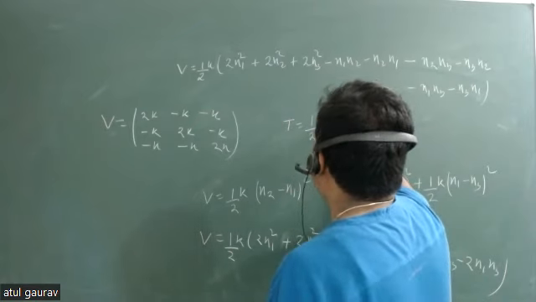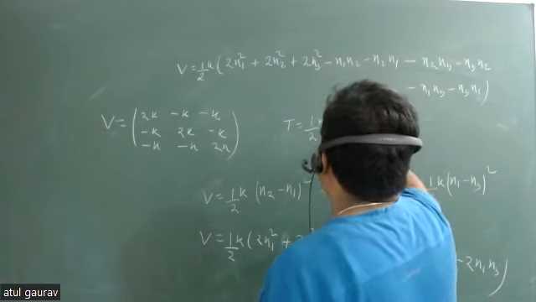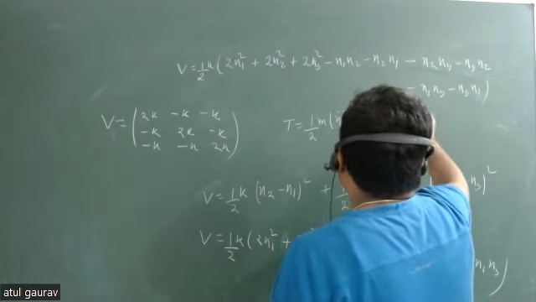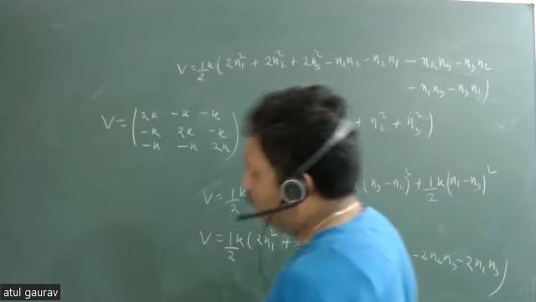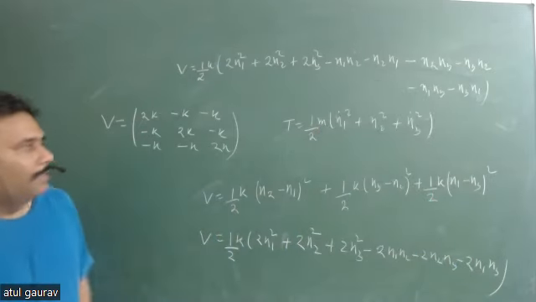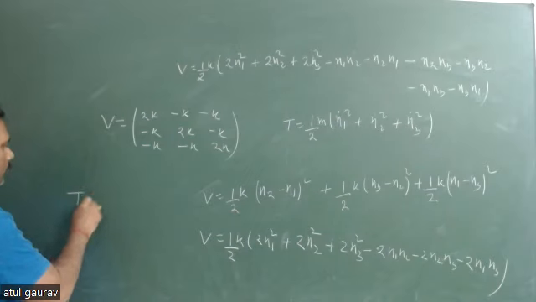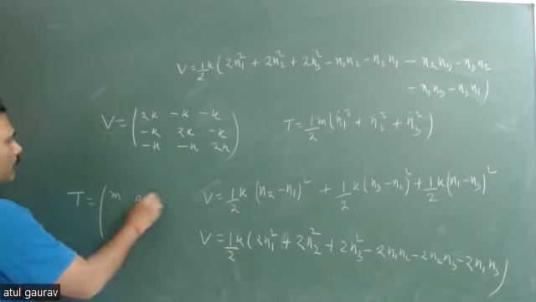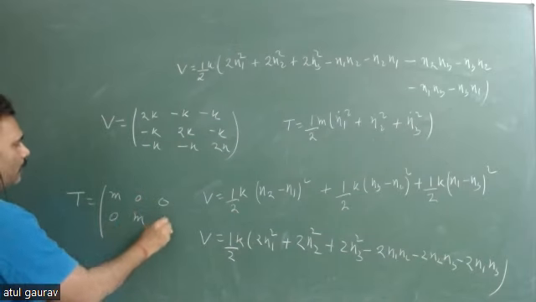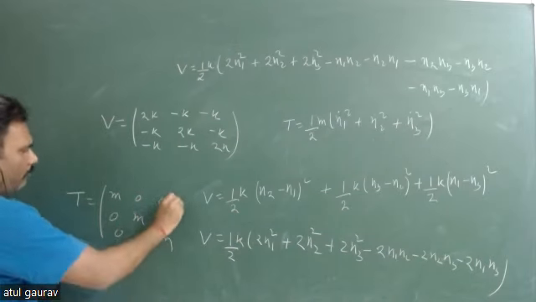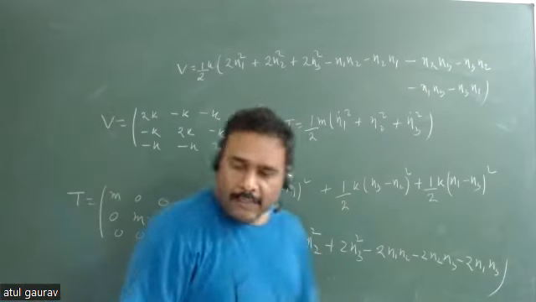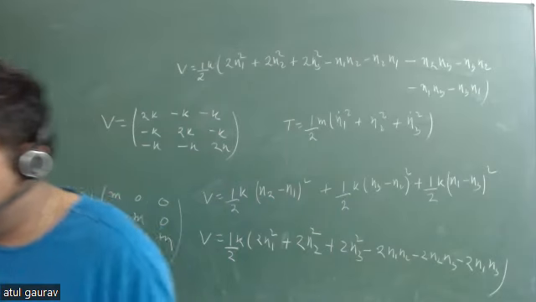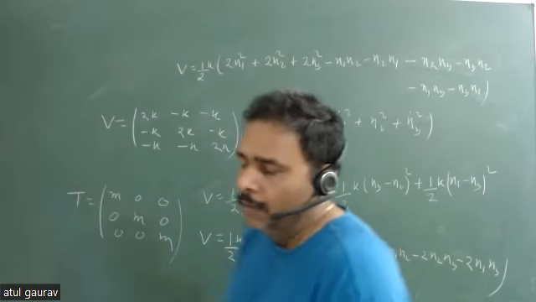Half m (eta 1 dot square plus eta 2 dot square plus eta 3 dot square). And what is your kinetic energy matrix? What will be your first term? m 0 0, 0 m 0, 0 0 m. So this is again diagonal. Today we are doing only those matrices in which the kinetic energy is diagonal. Okay? Good.